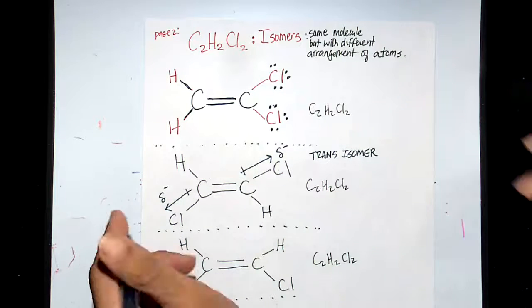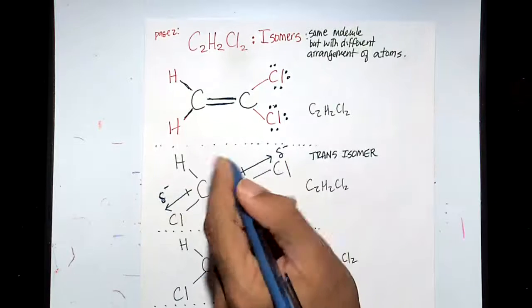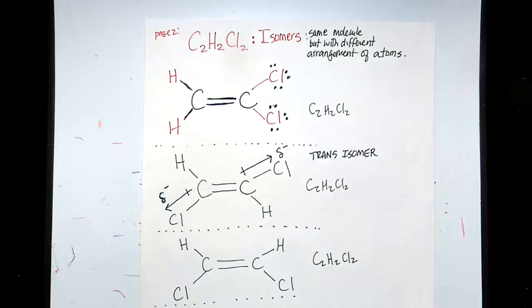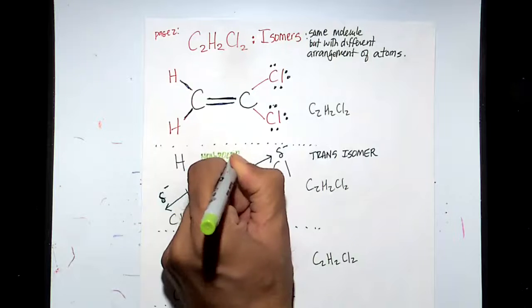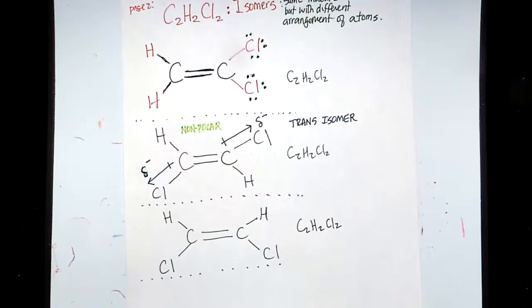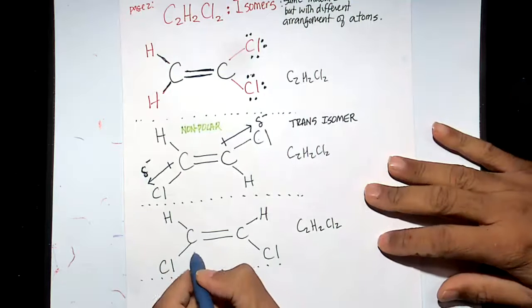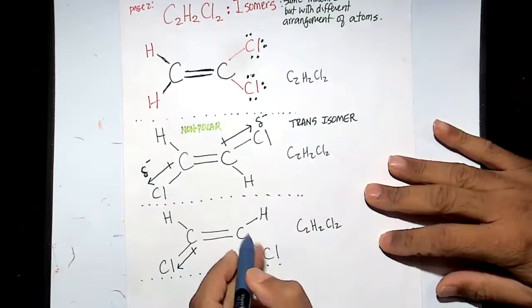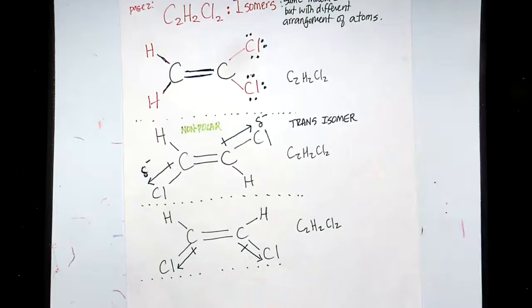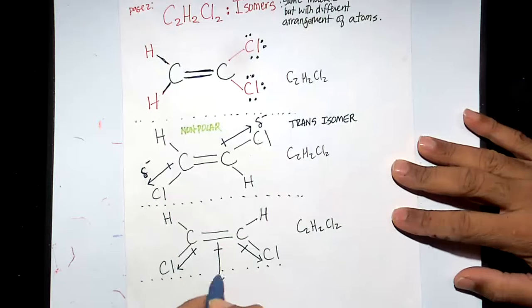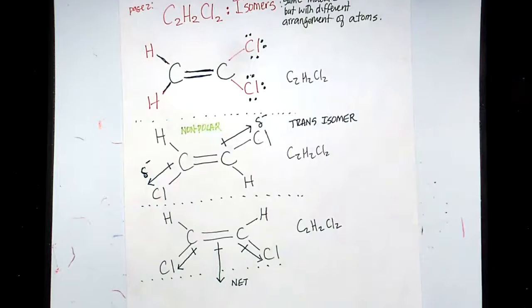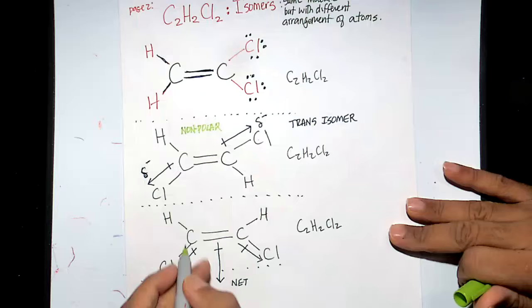And you notice that this partial negative cancels out with that partial negative, so diagonally they cancel out. This is a nonpolar molecule. Quite the opposite with this Cl here. This Cl is going to pull this way, this Cl is going to pull that way, so they actually build on each other. And the net is going to be somewhere like this, down. So this molecule is actually polar, this bottom portion, polar.